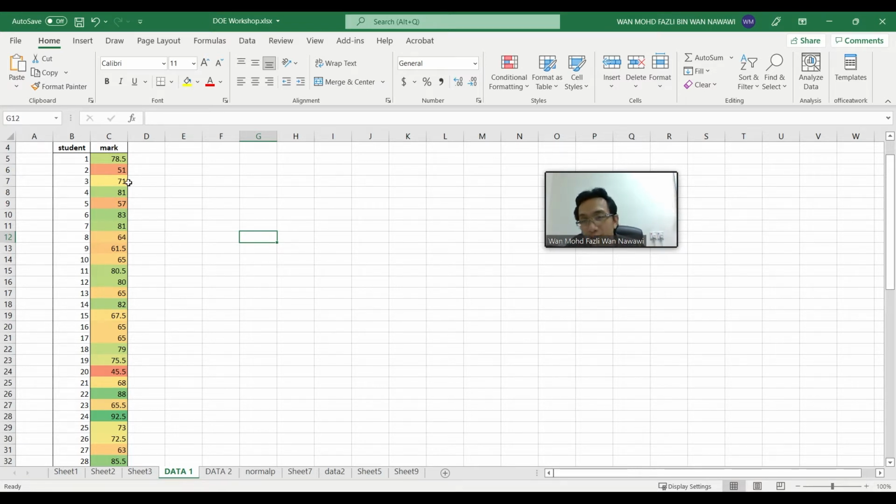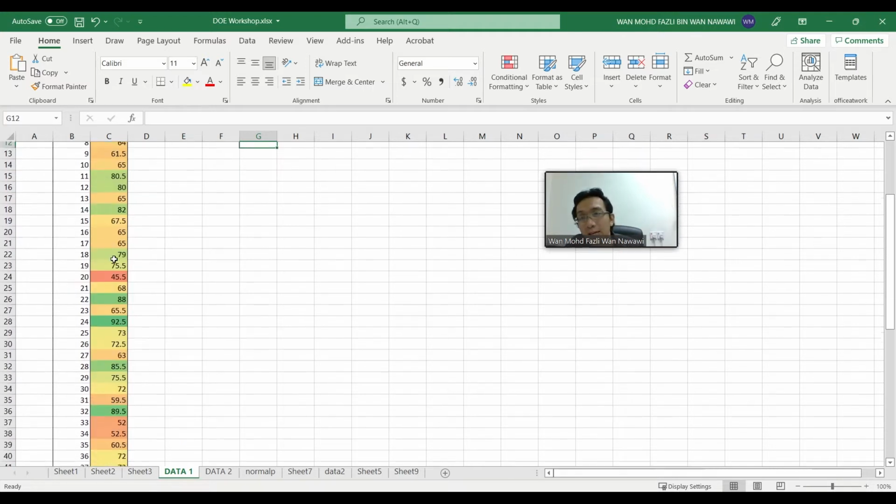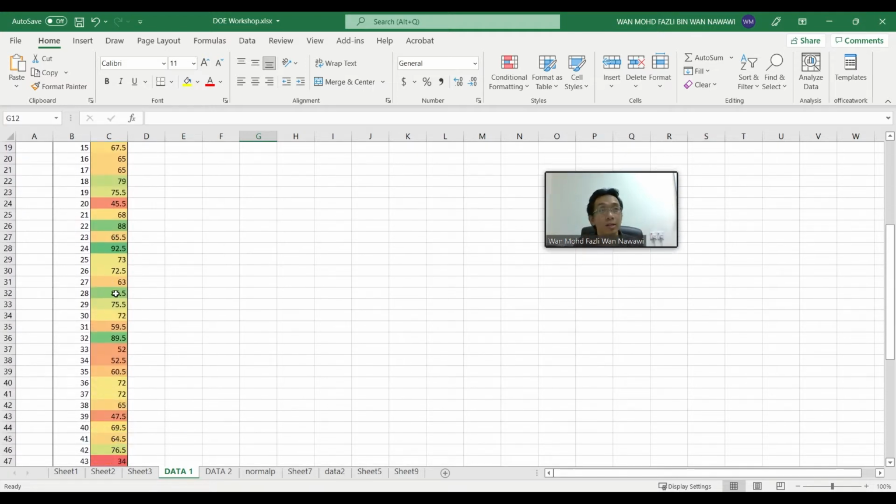You can see the scores scatter here and there. Student number 1 has 78, so that is good. Student number 2 is near the fail, and so on. So you can see the data is scattered. This is real data. When you deal with real data in an experiment and so on, you get this type of data. It's difficult for you to make sense of it if you don't arrange this data in order.